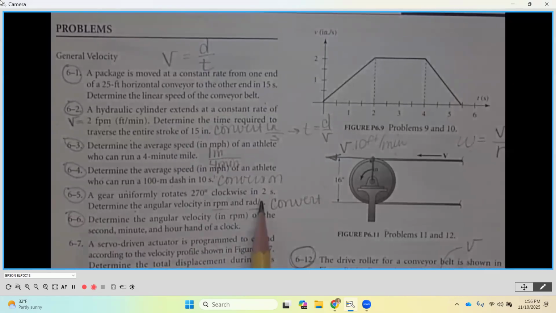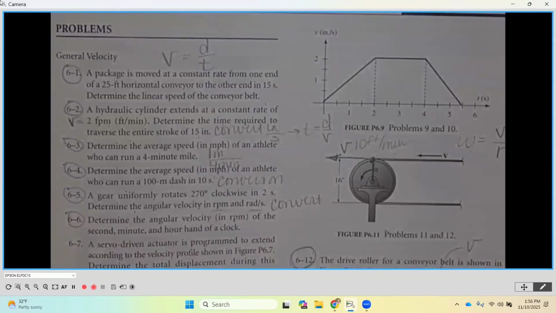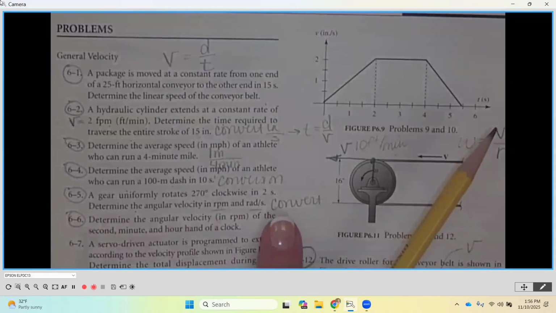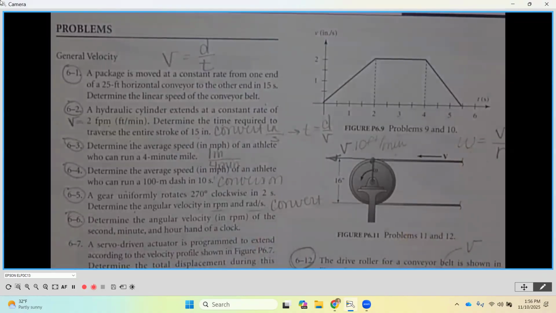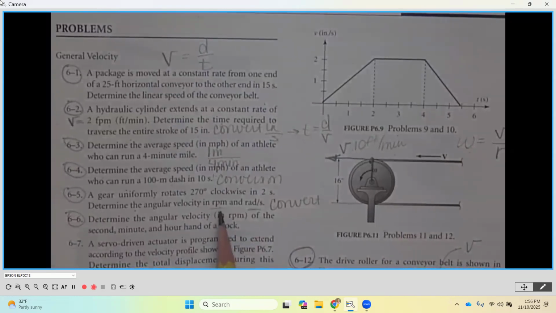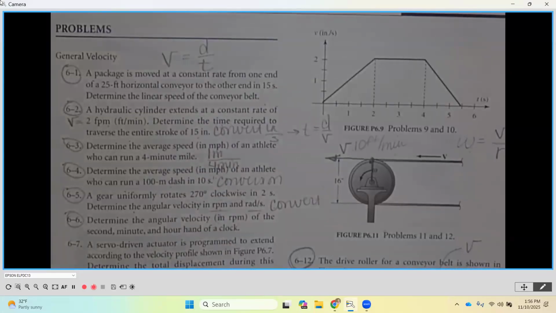The next one: a gear uniformly rotates 270 degrees clockwise in 2 seconds. Determine the angular velocity in RPMs and radians per second. This is another conversion. You're going to say 270 degrees in 2 seconds, and then 1 revolution is how many degrees? 360, right? So then you're going to put 360 degrees in 1 revolution, multiply across, divide by the bottom, and that's per minute, and then you've got per second, radians per second. Those are easy peasy, aren't they? Okay.